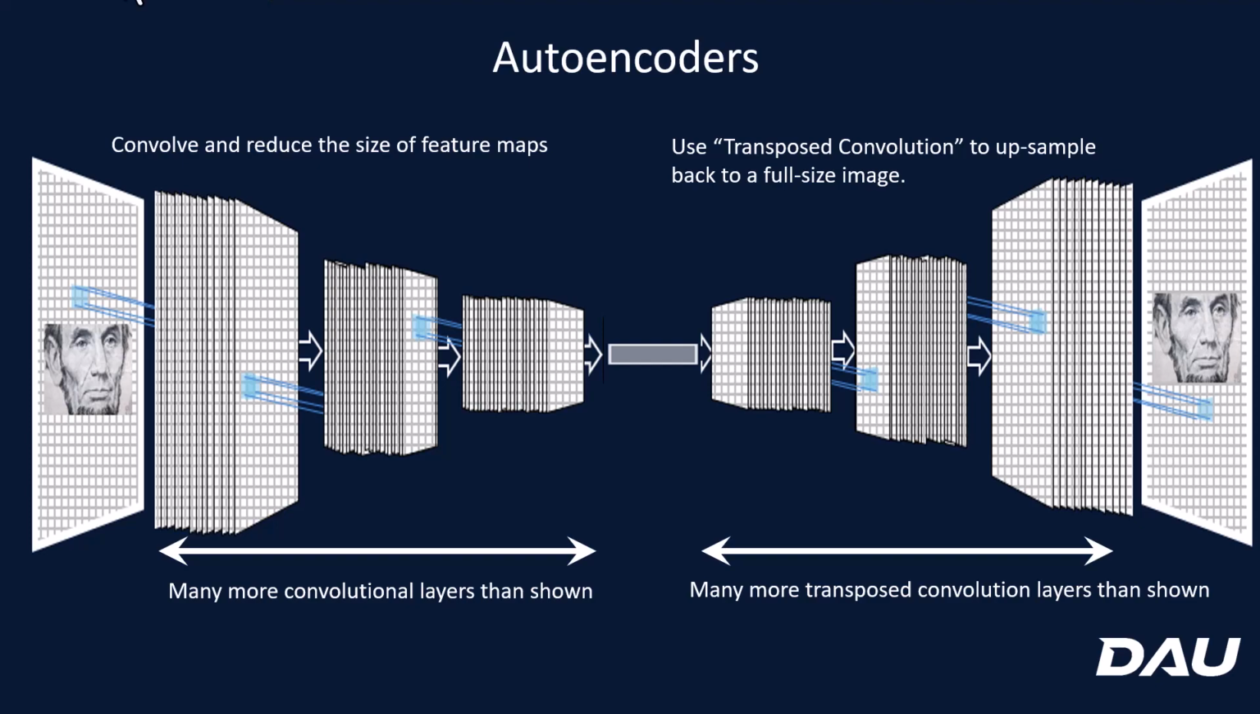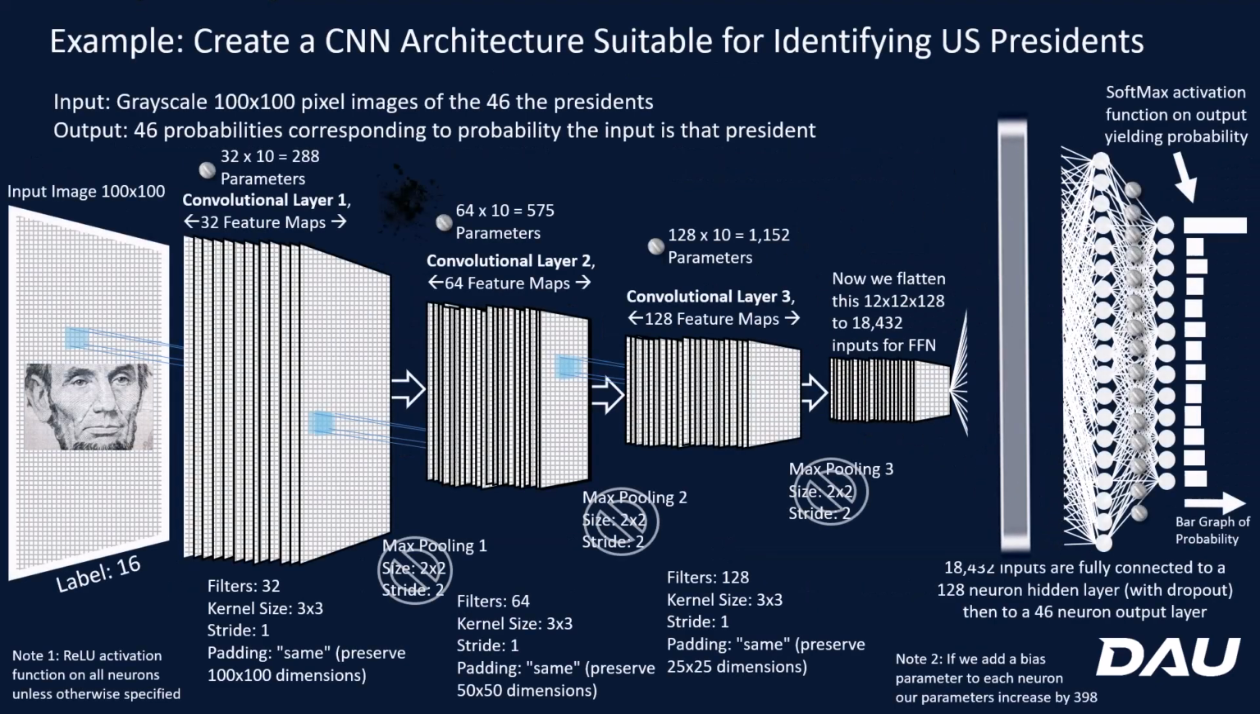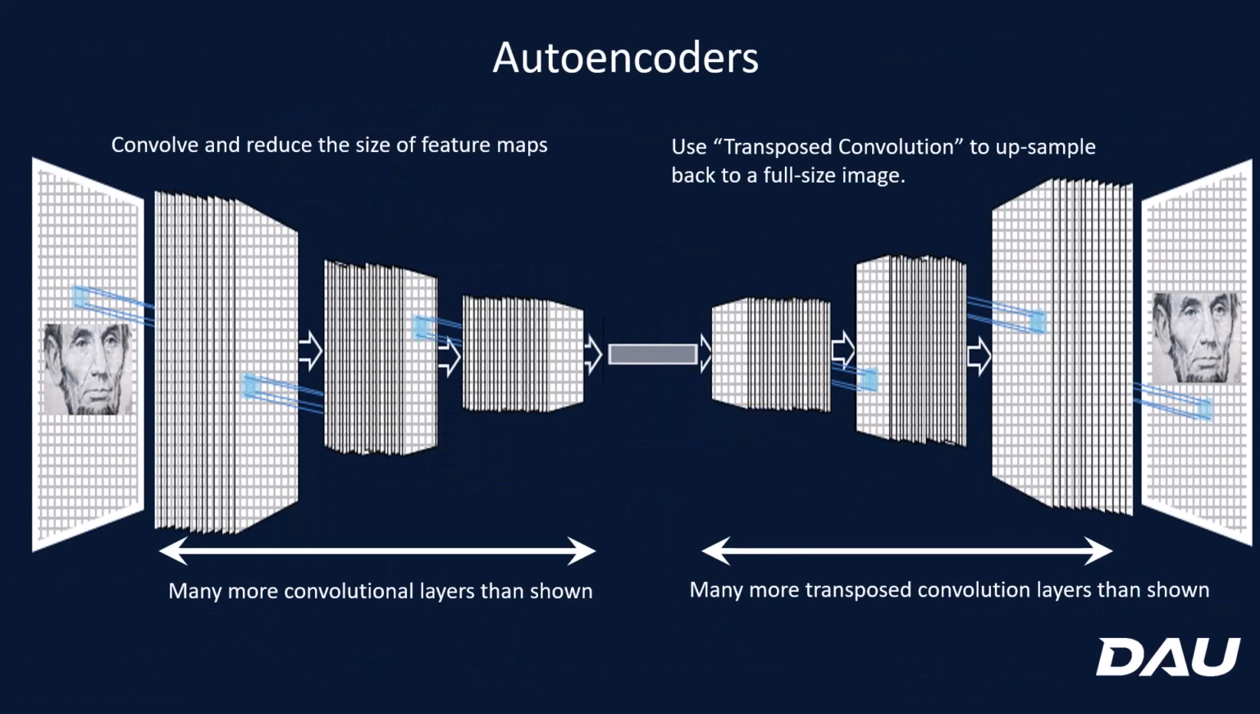And then also in the presidential model, when we went through the flattening layer and we came over here to the one-dimensional representation, you can think of that as the middle of the autoencoder-decoder. Okay, so now you understand the left side. Let's talk about the right side.